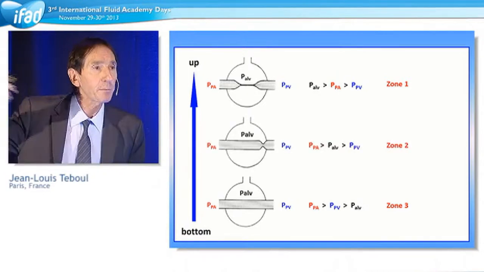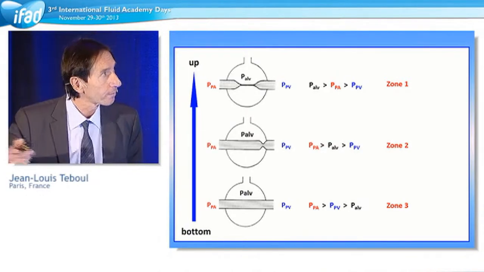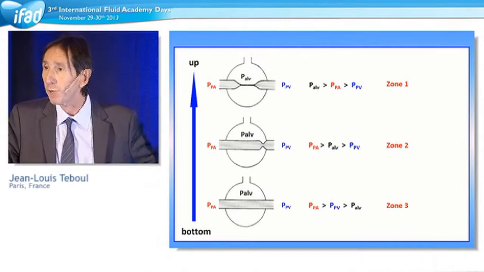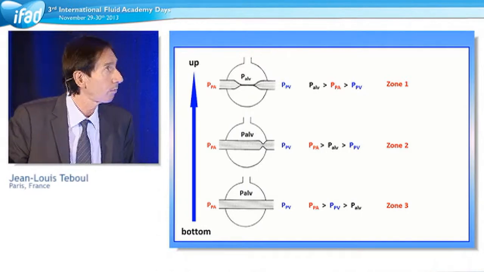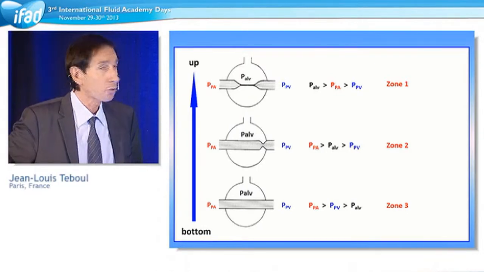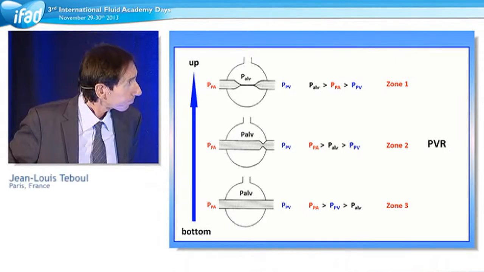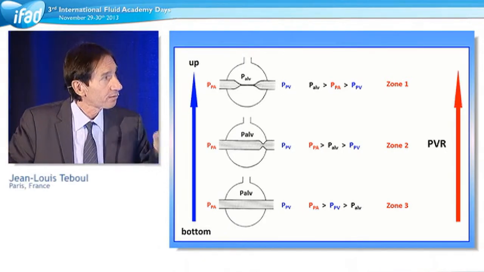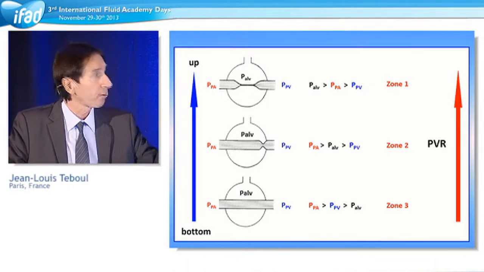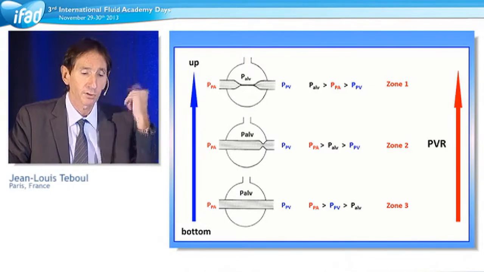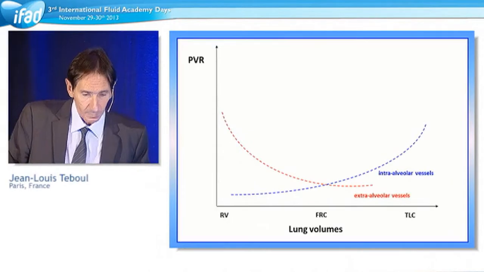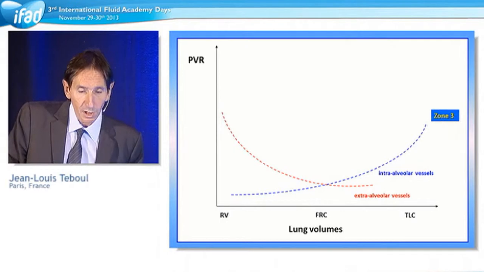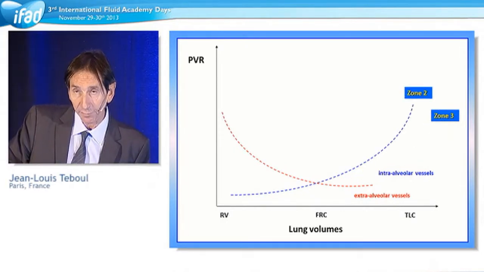And we have an intermediate situation, which is zone 2, where the alveolar pressure is higher than the pulmonary venous pressure, but lower than the pulmonary arterial pressure. And in this situation, the flow is not maximal. And the pulmonary vascular resistance increases from zone 3, from the bottom of the lung to the top of the lung.